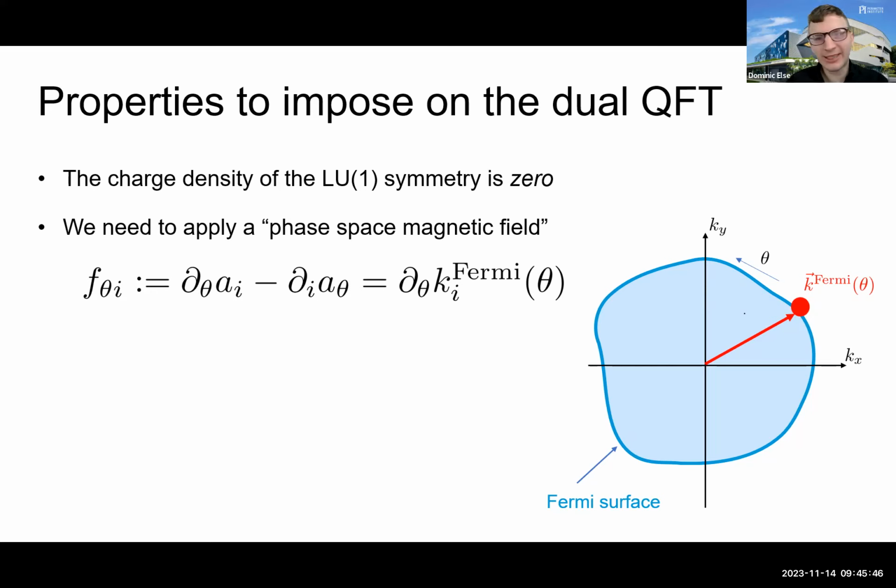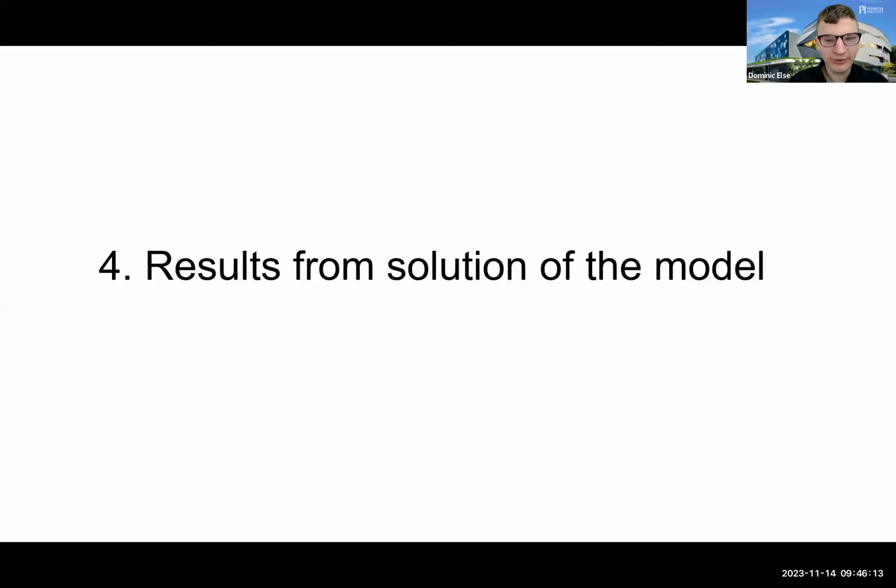In some sense, you could say that this is encoding the fact that position and momentum are non-commuting operators. Because if a theta coordinate corresponds to moving in momentum space, there has to be some kind of non-commutation between the theta direction and the spatial direction, which is encoded in this quote-unquote magnetic field in phase space. So that basically defines the model.